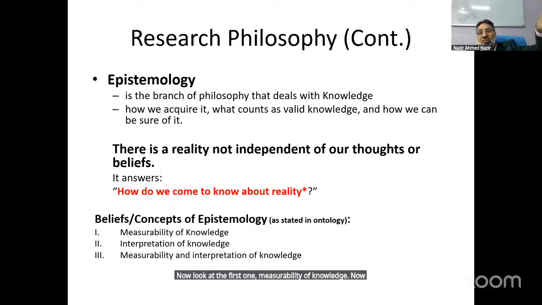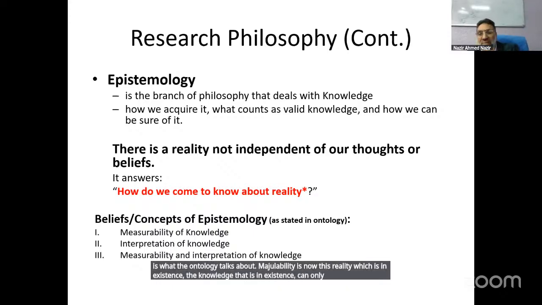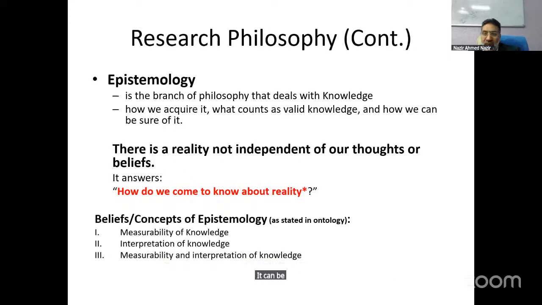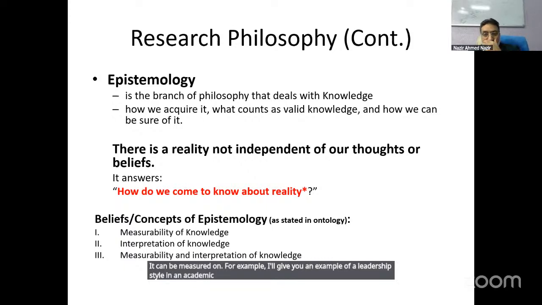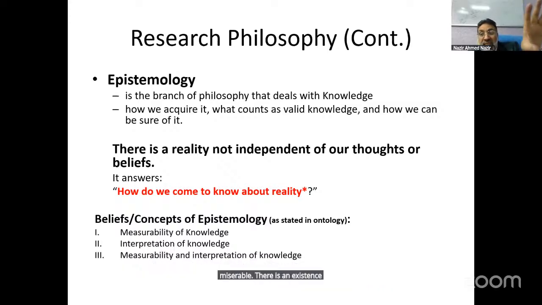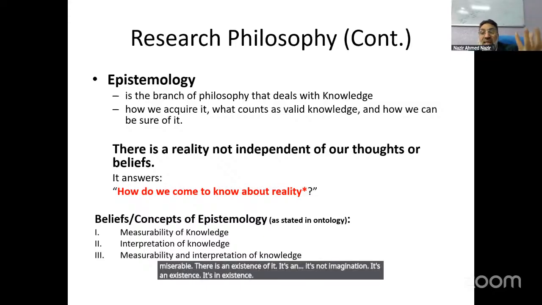Existence of knowledge is what ontology talks about. Measurability means that this reality which is in existence, the knowledge that is in existence, can be measured. For example, I'll give an example of a leadership style in an academic institution. We say that our belief is that leadership style is measurable. There is an existence of it. It's not imagination. It's in existence. Leadership style exists. There are different styles being used by leaders.